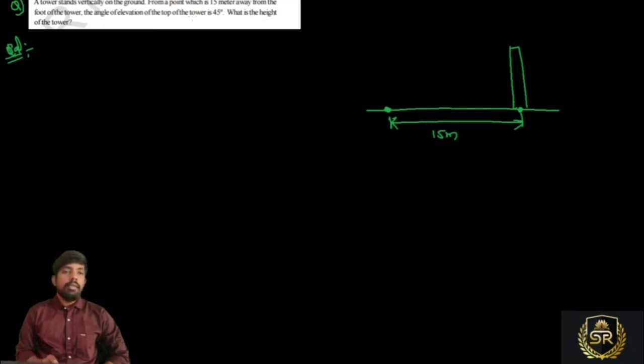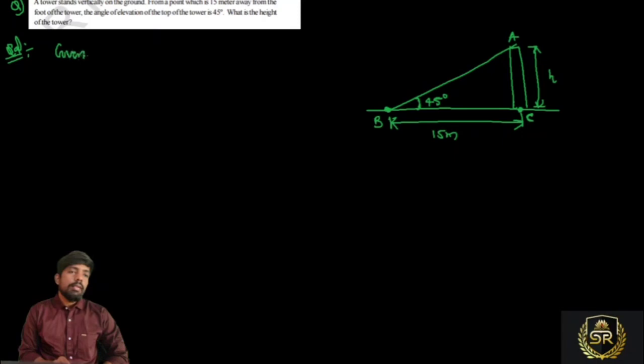The angle of elevation of the top of the tower: from this point we are looking at the top, so this is the angle of elevation. The angle of elevation of the tower is 45 degrees. And the height of the tower is asked, so this is the height of the tower. Let us consider this is A, B, C.